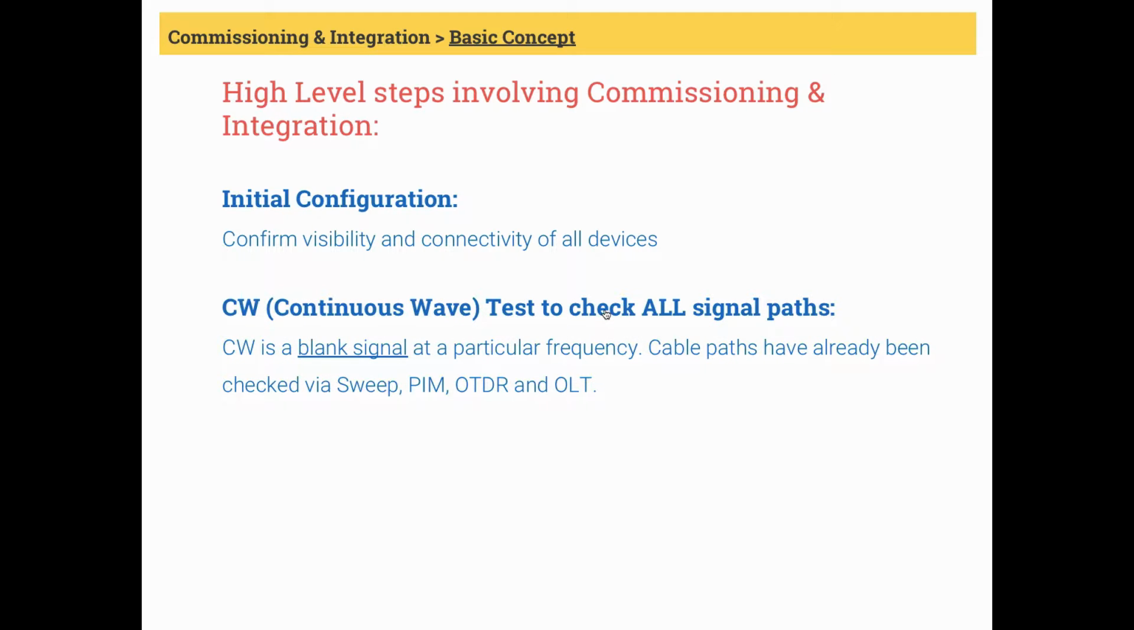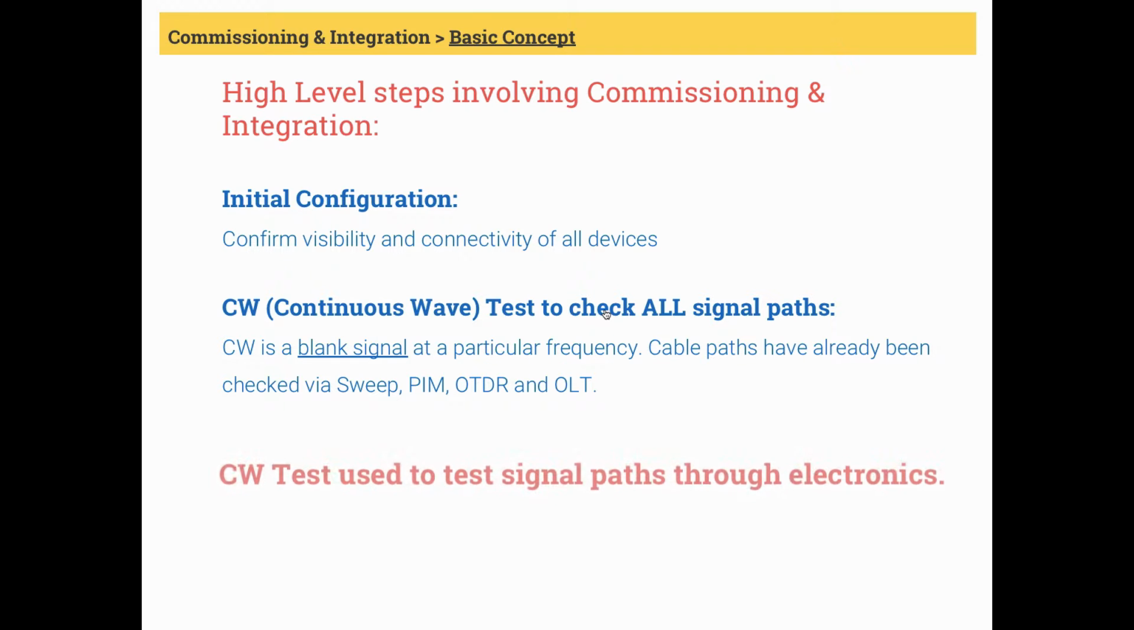We do CW or continuous wave test to check all signal paths. CW is a blank signal at a particular frequency. We already checked various qualities of the cable path through sweep, PIM, OTDR, and optical loss tests during the construction. By doing these, we made sure all the cables are ready to transmit signal properly.